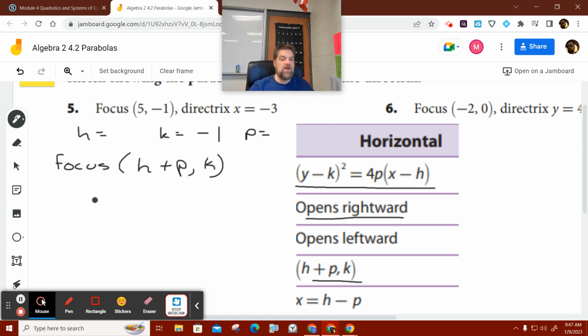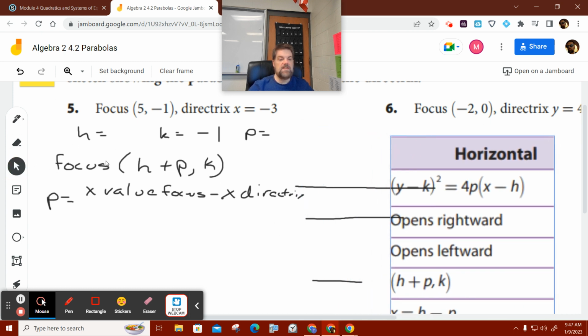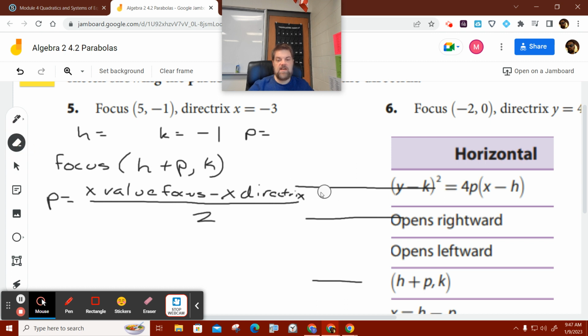Well, if it's a horizontal parabola, remember that p is equal to the x value of the focus minus the x value of the directrix. It's in the middle. Okay, it's in the middle of those two things. So you take the arithmetic average. That's how you figure out what the p-value is.